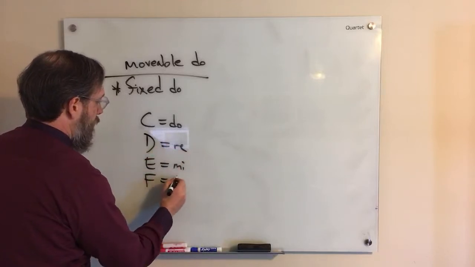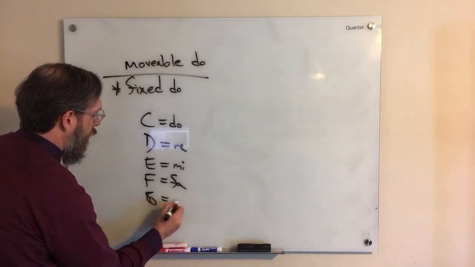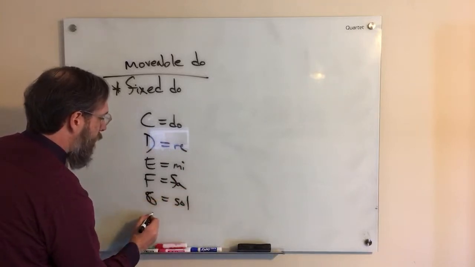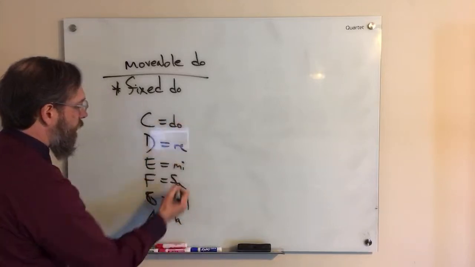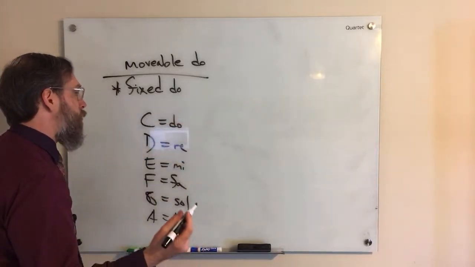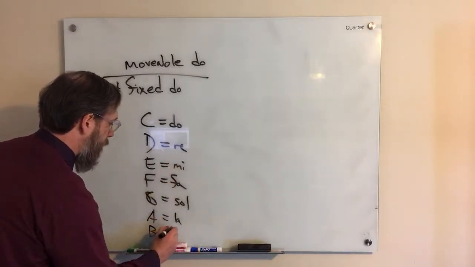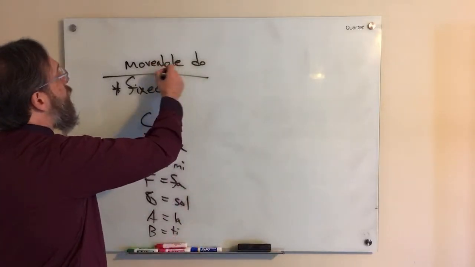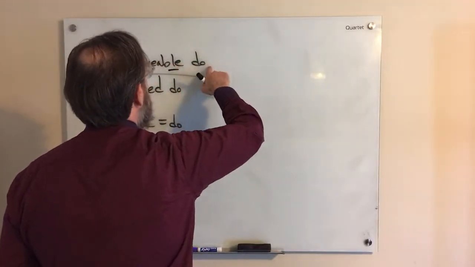Right? So F is always fa, G is always sol. It doesn't matter about your key, right? So do, re, mi, fa, sol, la, ti, do is connected to actual pitches, not how they function in the key. With movable do, it changes from key to key.